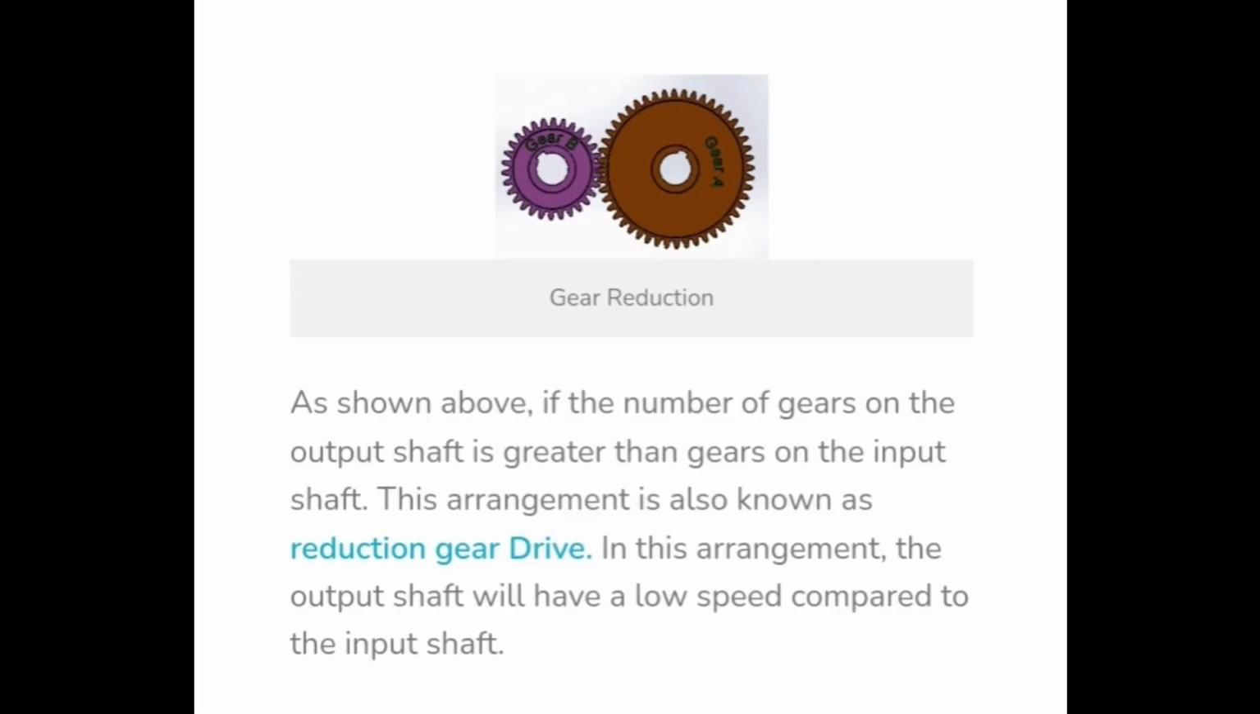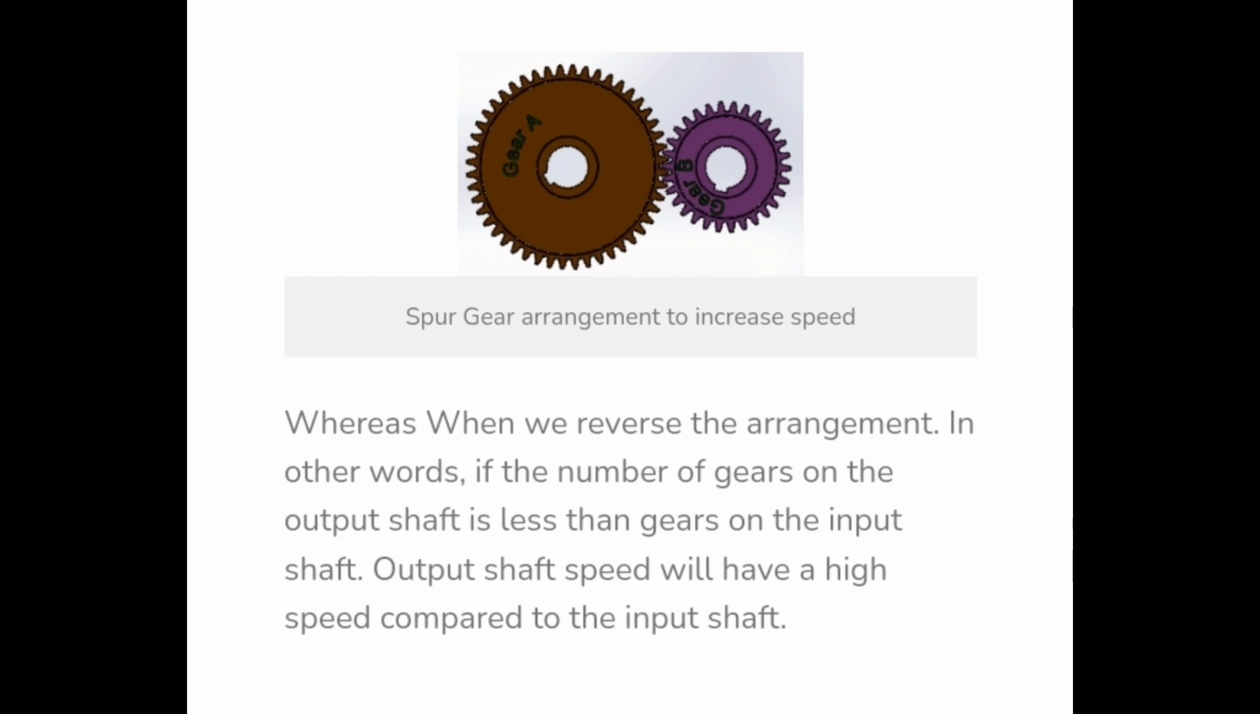As shown above, if the number of teeth on the output gear is greater than on the input gear, this arrangement is also known as a reduction gear drive. In this arrangement, the output shaft will have a low speed compared to the input shaft. Whereas when we reverse the arrangement, in other words, if the number of teeth on the output gear is less than on the input gear, the output shaft will have a high speed compared to the input shaft, as mentioned in the figure, gear A and gear B.